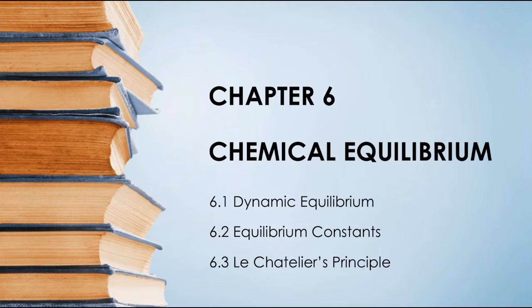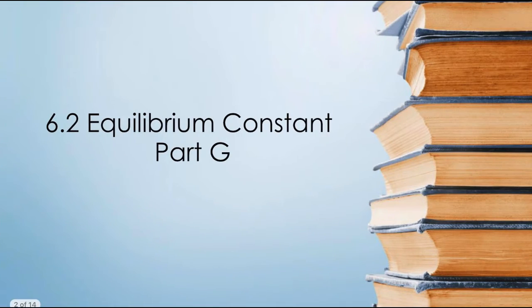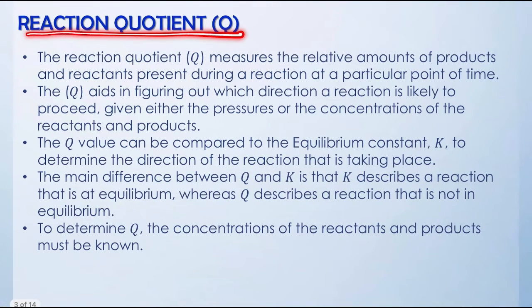So this is the last video for 6.2 equilibrium constant part G. In this video we will be looking at the reaction quotient. The reaction quotient, symbolized by the letter capital Q, measures the relative amounts of products and reactants present during a reaction at a particular point of time.